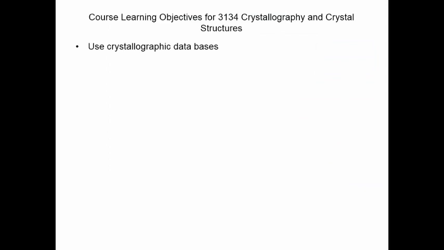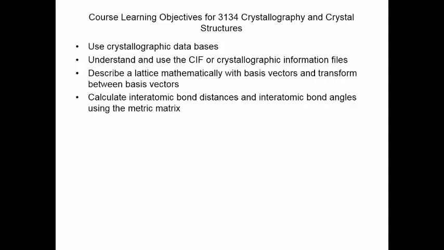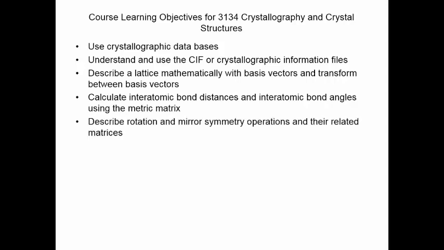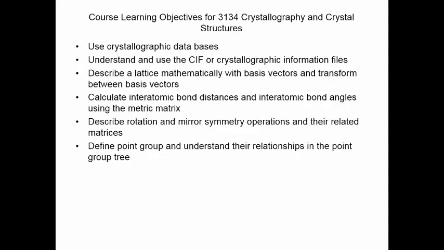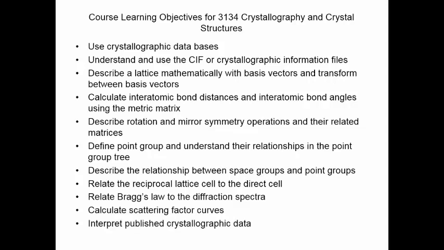The learning objectives for this course are: 1. To use crystallographic databases, to understand the CIF file, to describe mathematically basic vectors and the transformation between basis vectors, calculating interatomic bonds and bond angles using the metric matrix, describing rotation and mirror symmetry operations and their related matrices, defining the point groups and understanding their relationship to the point group tree, and likewise describing the relationships between space groups and point groups, and again the space groups will have their own tree too, and relating the reciprocal lattice to the direct lattice, relating Bragg's law to the diffraction spectra, calculating the scattering factor curves, and interpreting the published crystallographic data in terms of your own crystal.